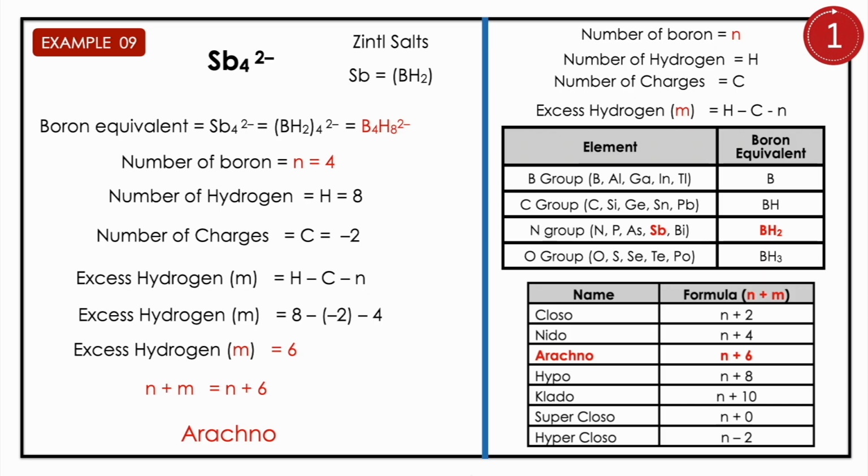So we apply the Wade's rule. First step will be counting the boron. There are 4 borons, so N equals 4. 8 hydrogen, so H equals 8. Charge is minus 2, so C is minus 2. Excess of hydrogen will be M equals H minus C minus N. If you substitute the values, 8 minus minus 2 minus 4, which gives M equals 6. M equals 6 means it is N plus 6 system. If you look at the table, N plus 6 has Arachno structure. According to the Wade's rule, the Zintl salt Sb4 2 minus has Arachno structure.